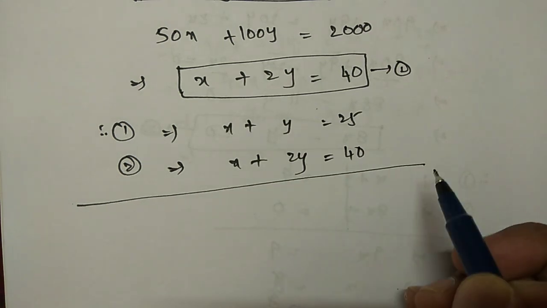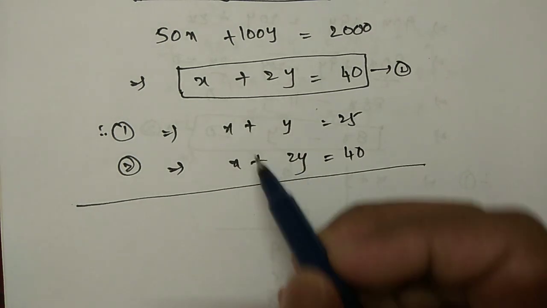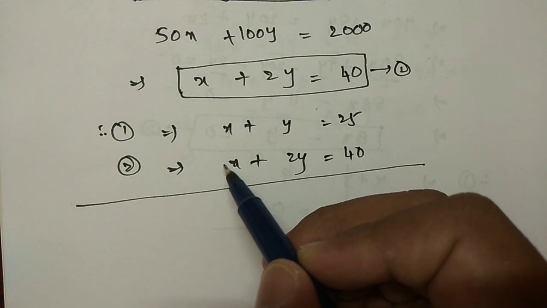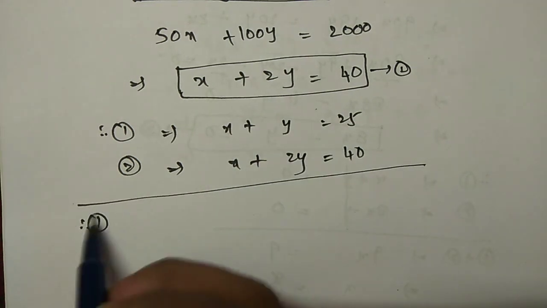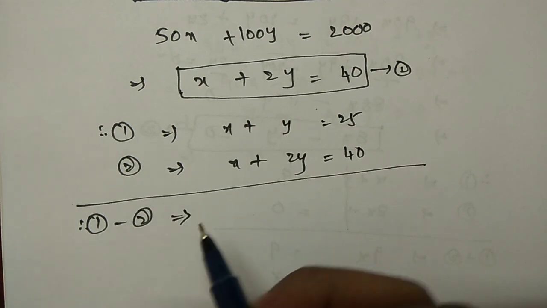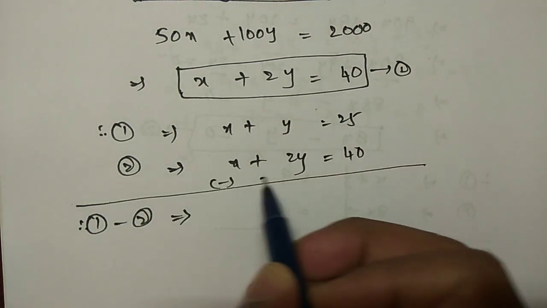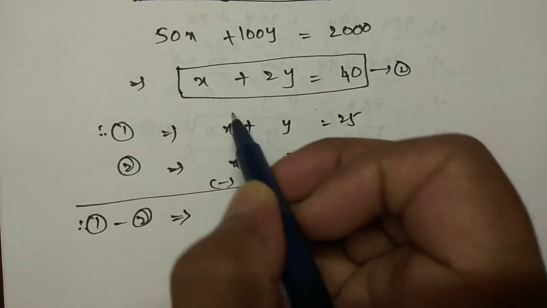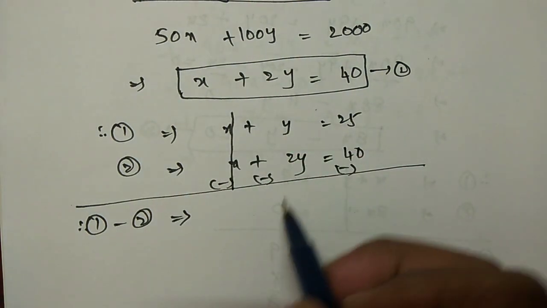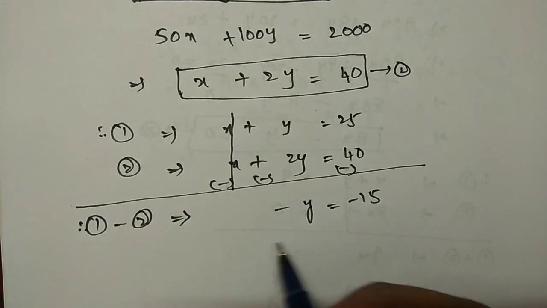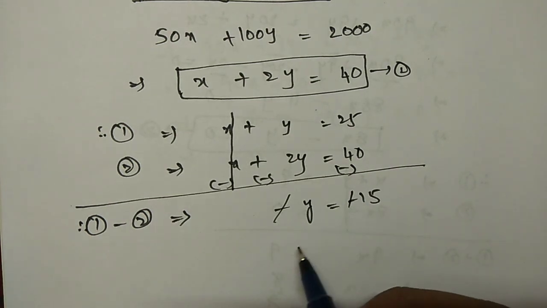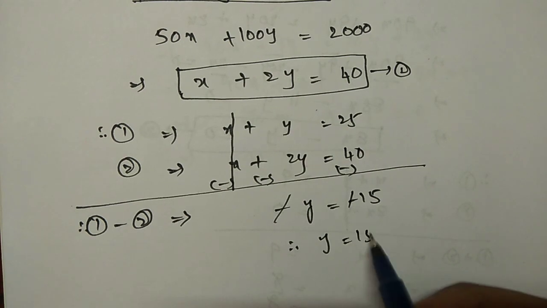So using the elimination method to solve these equations, let us verify the x coefficients. X coefficients are the same with the same sign positive, so we should subtract these two equations. Therefore 1 minus 2 implies, while subtracting, change the signs of the second expression. Plus x minus x is 0. This is minus y equal to minus 15. So both sides minus cancel. Therefore y equal to 15.